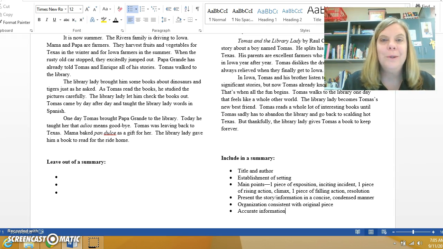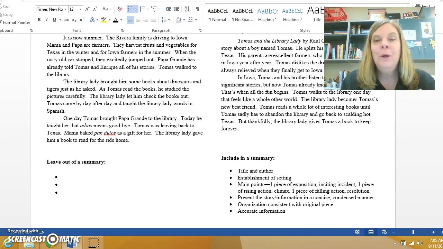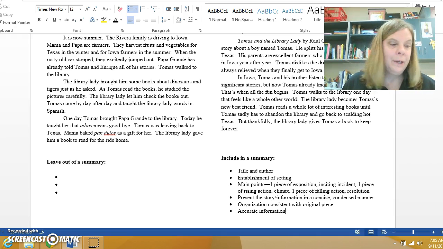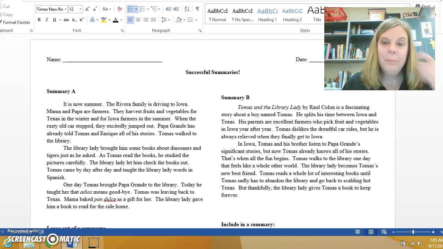The last thing you want to do is lead readers astray and have them think something happened or something is true when in fact it's not. Okay, at this point, I want you to pull out your highlighter, and we're going to go through Summary B, and we're going to identify the pieces of this summary that make it a good summary.